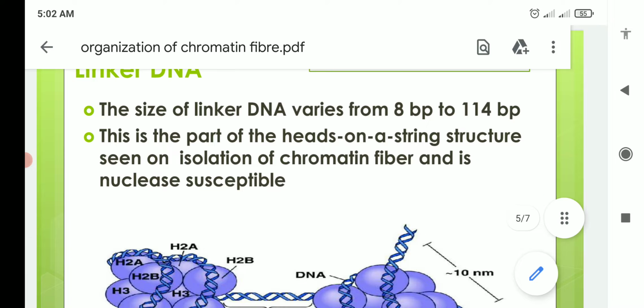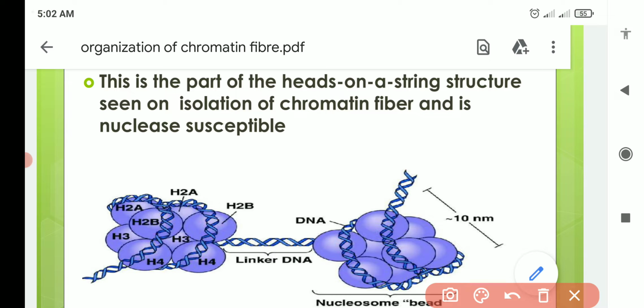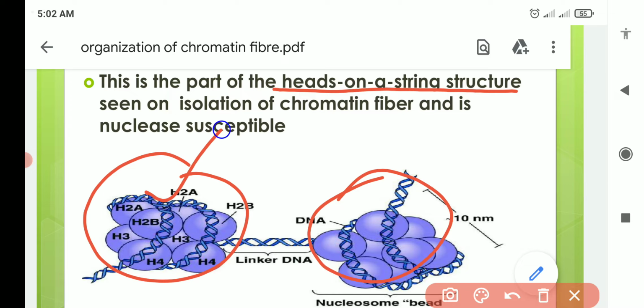The size of linker DNA may vary from 8 base pair to 114 base pair in different organisms. In some cells it may be only 8 base pair, and in some cells it may be up to 114 base pair. So it varies generally from species to species, or from cell to cell. And this linker DNA is part of the beads on a string structure. This looks like the bead, and this looks like the string. It looks like the beads are present on the string.